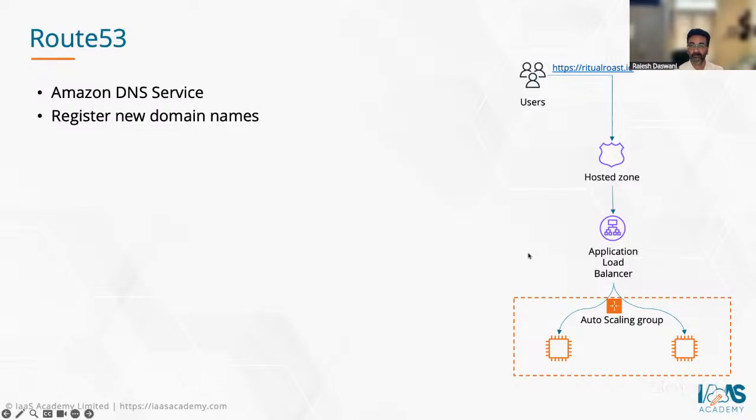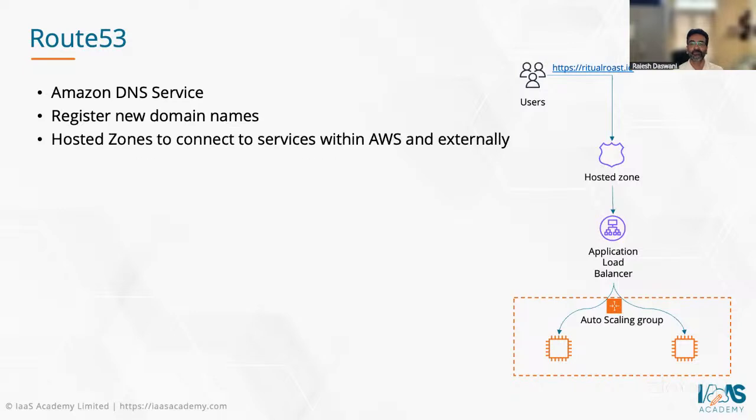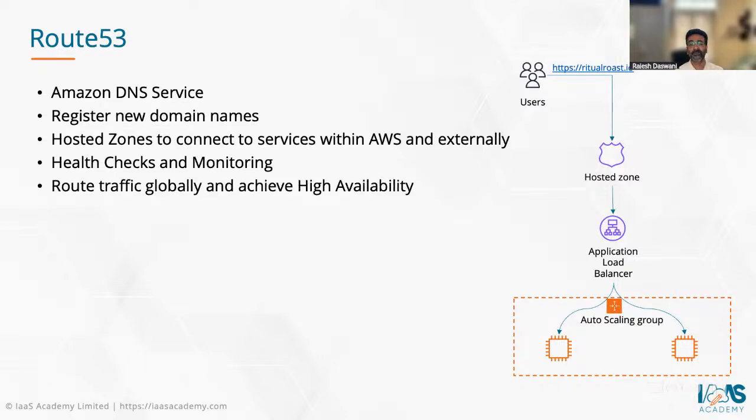With Route 53, you can also register new domain names. If you want to buy a domain name, you can do that on Route 53 itself. You create hosted zones to connect to services within AWS and even externally. Route 53 can perform health checks and monitoring against your resources to see if your load balancer and the resources behind it are functioning before it sends traffic to it. It can route traffic globally and help you achieve high availability.